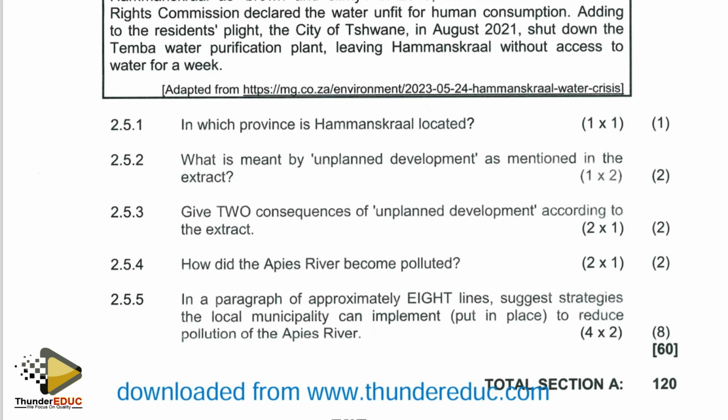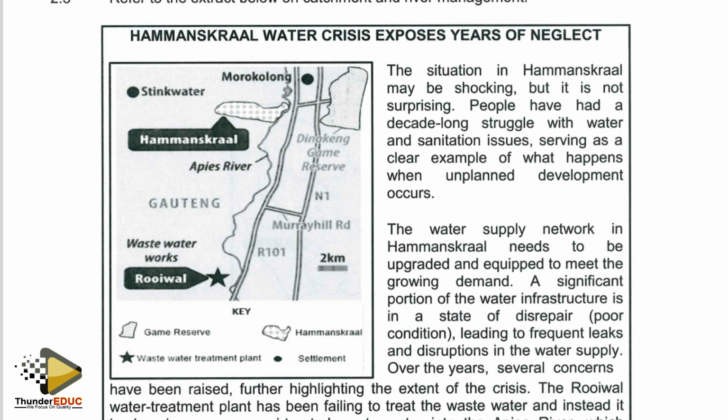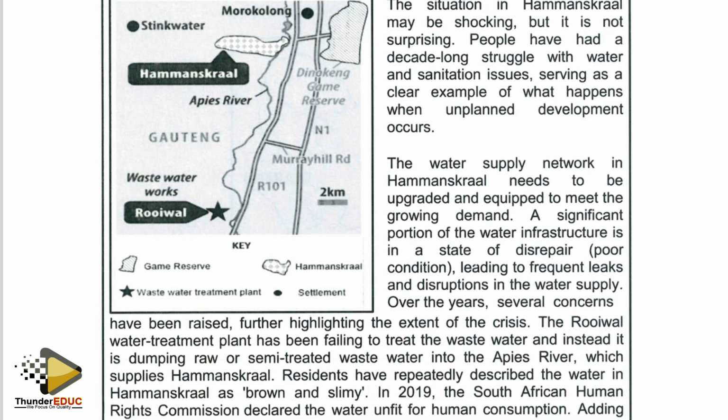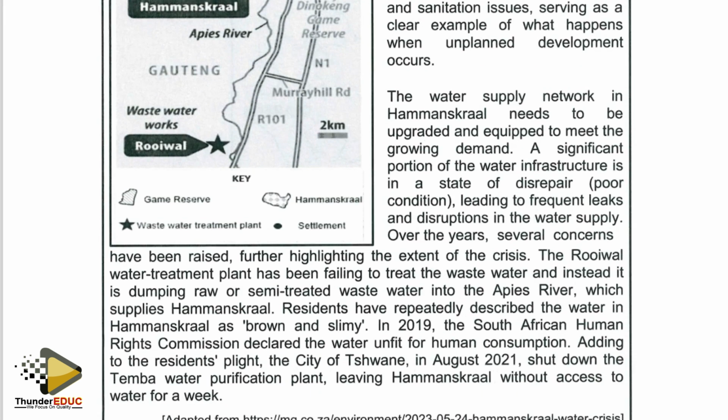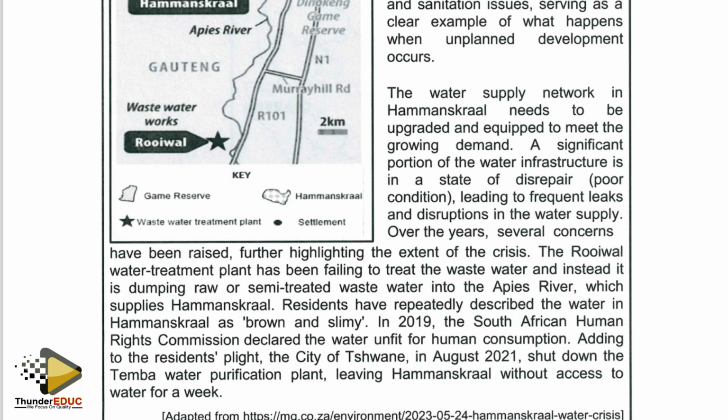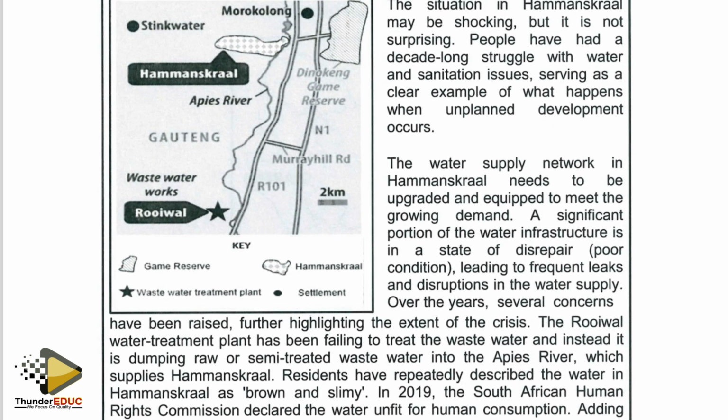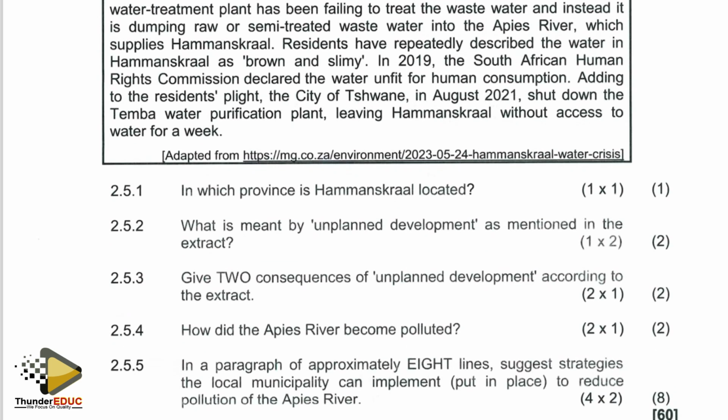What is meant by unplanned development, as mentioned in the extract? The extract is talking of unplanned development. Right. We can safely relate this to a settlement. When we talk of unplanned development in settlement studies, what will we be referring to? Right. Let me try to figure out where the unplanned development part is falling under. Right. It says people have had a decade-long struggle with water and sanitation issues, serving as a clear example of what happens when unplanned development occurs.